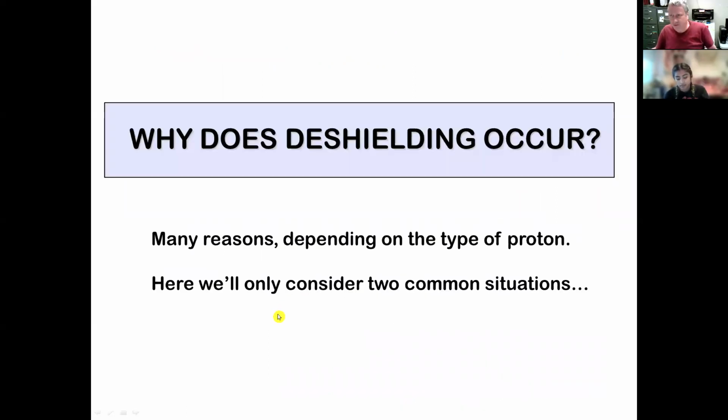Okay, so why does deshielding occur? And what does deshielding mean? Left or right? Do signals go to the left or right when you deshield?